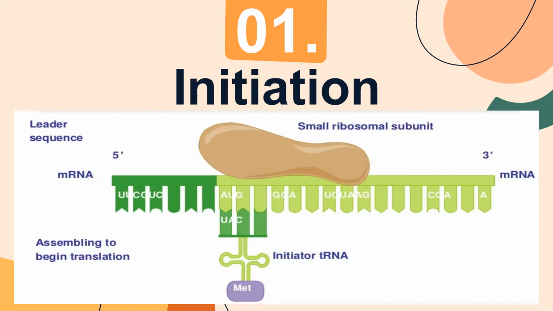So my task is to discuss the three steps of translation. The first one is initiation, or simply what we call the starting off. During this stage, the small subunit of the ribosome first binds to the mRNA, or the messenger RNA, and moves along until it finds the start codon. This codon is the sequence AUG, which corresponds to the amino acid methionine. Once bound, the transfer RNA or tRNA carrying methionine associates with the small subunit of the ribosome.